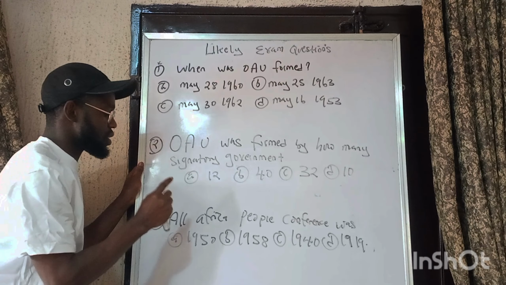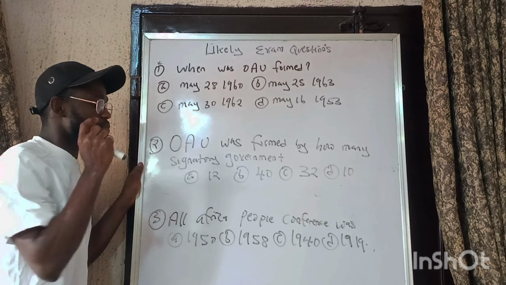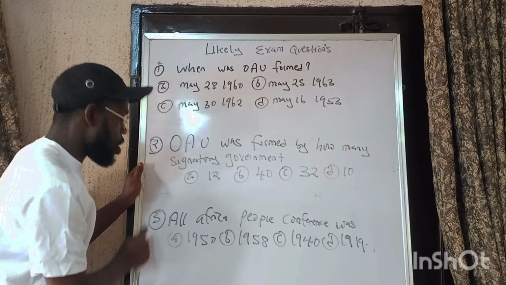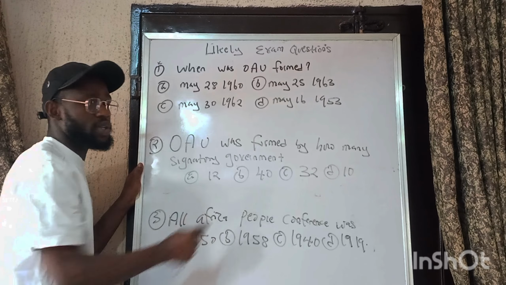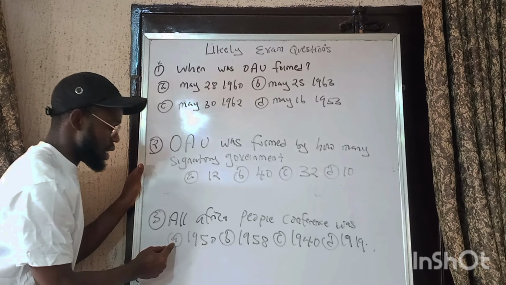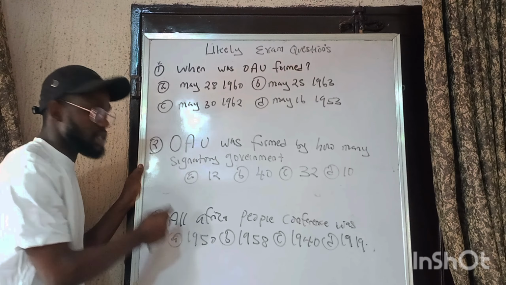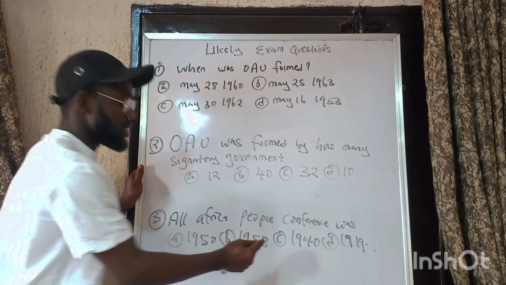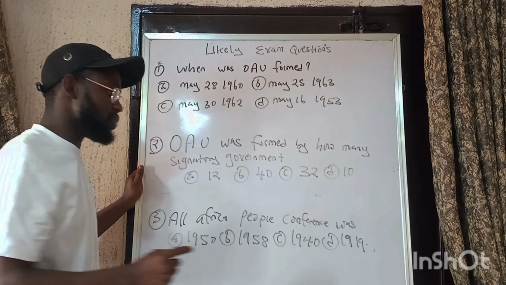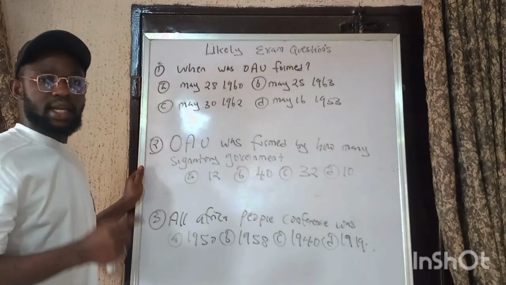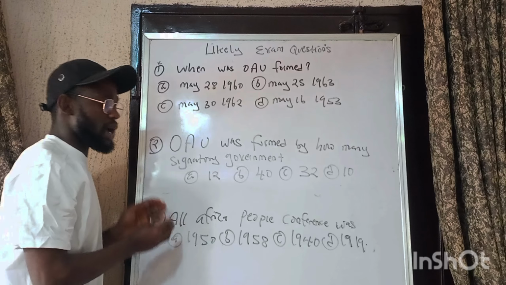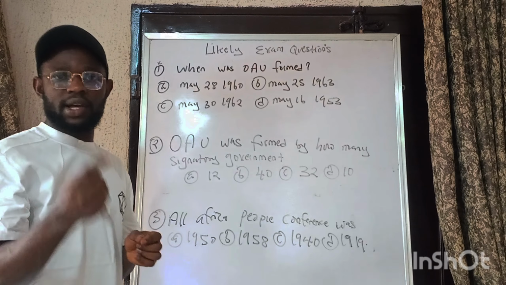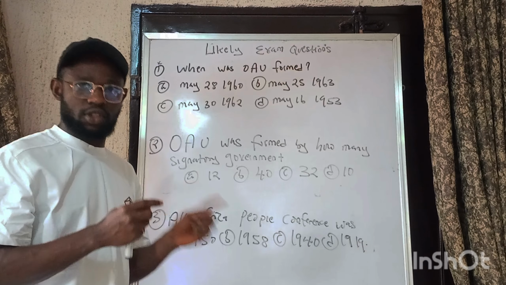Question 3 says, the All Africa People's Conference was held in dash. It was in the year A 1950, B 1958, C 1940, D 1919. So we're going to be answering these questions from the discussion I will be providing. Let's watch out for the discussion.